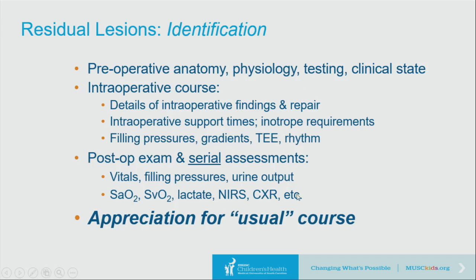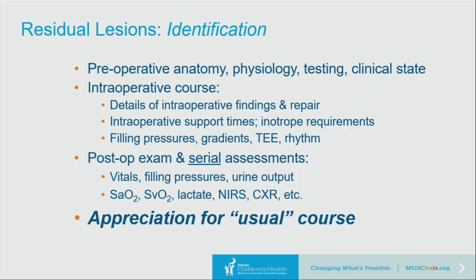Well, there's no simple test. There's no one right answer to pick up on these lesions. It's a multifactorial approach. You really need to know the preoperative anatomy, the patient's physiology, what testing was done, and particularly what testing was not done. A patient who may have needed a cardiac catheterization but didn't have it before surgery. What sort of clinical state were they in going into the operating room? A patient who comes in from home is going to have a very different postoperative course than that baby who's been on a ventilator in the NICU for 3 or 4 weeks before they go to the operating room.